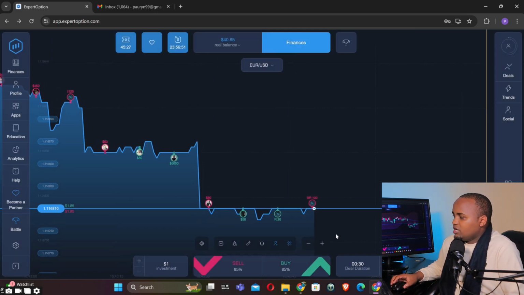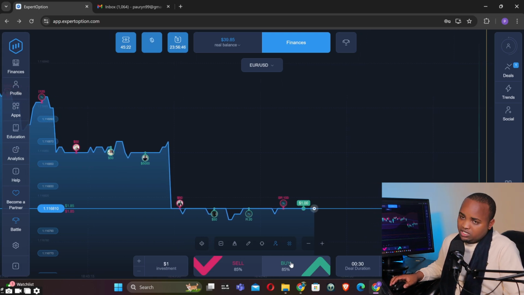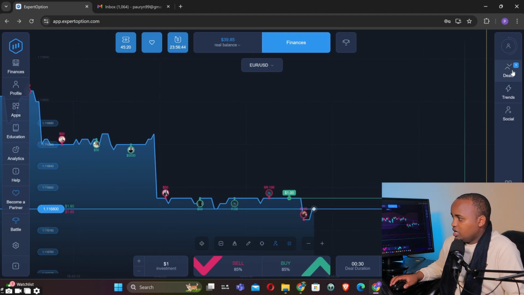Okay, the other thing is you can select different time frames down here, or you can even select a 5-minute time frame. It just depends on what you actually want around that area.